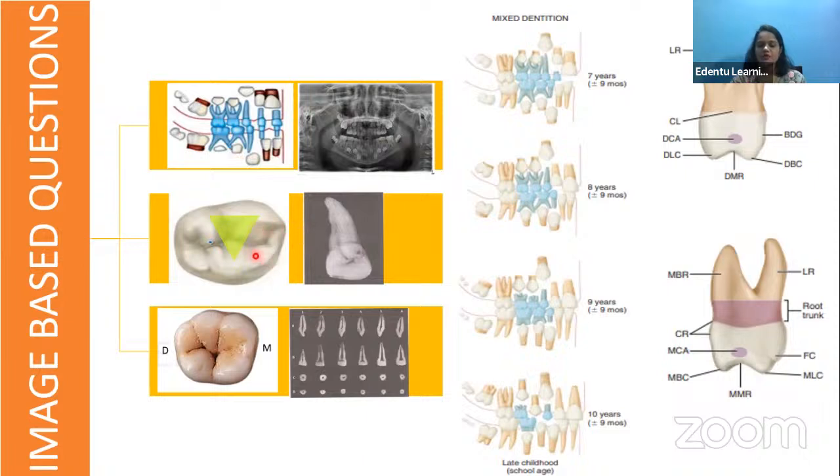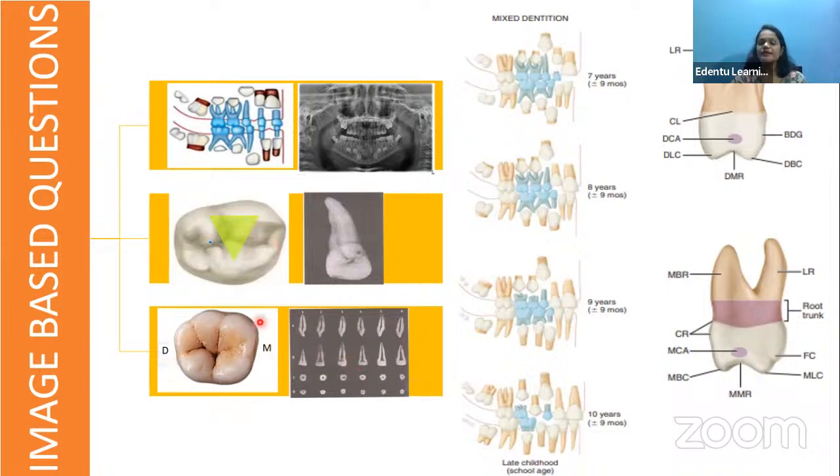Now, the second type of image-based question that we can see here is that they can give a particular tooth, like the occlusal surface of this tooth here, or the palatal side of this tooth here, and they can mark a structure, either the palatogingival groove or the triangular ridge. They can mark a structure and ask you to identify it. This is another way of asking the image-based question from dental anatomy.